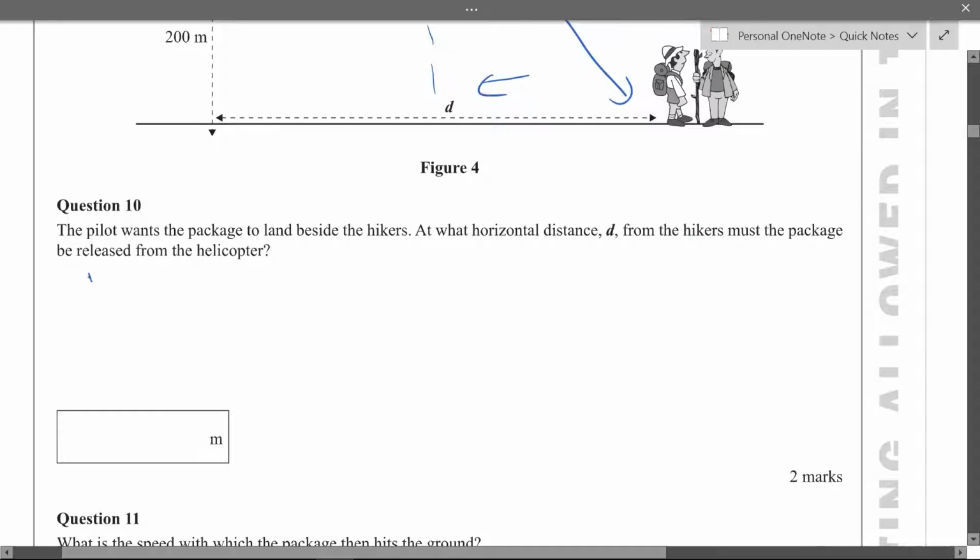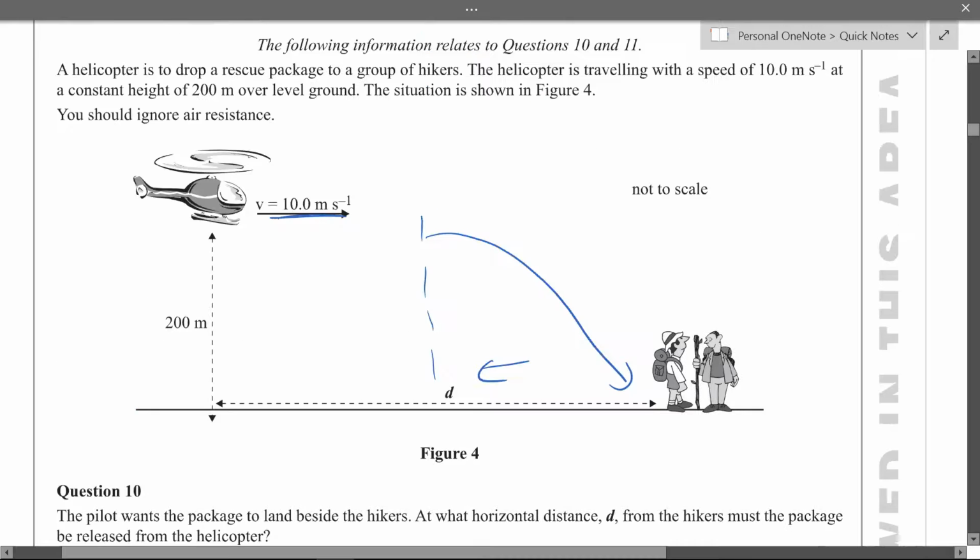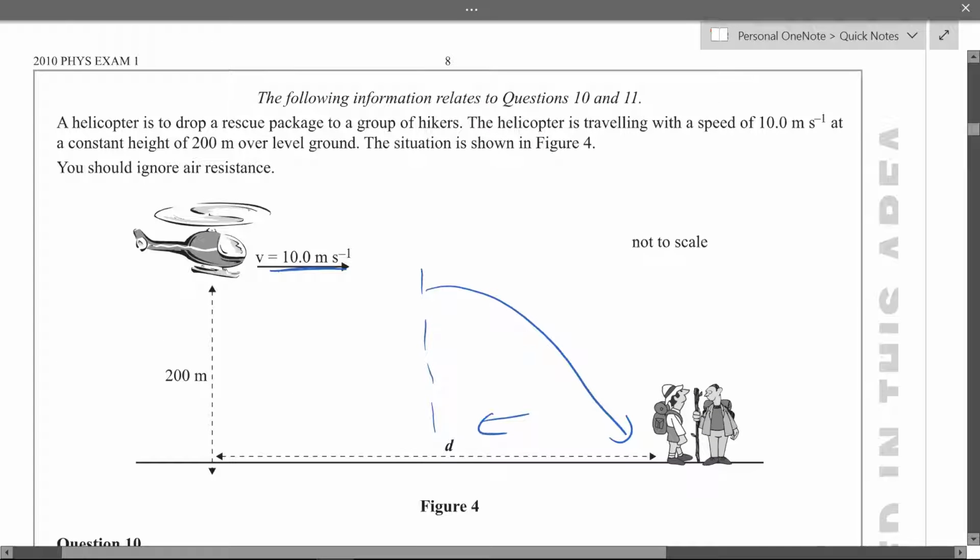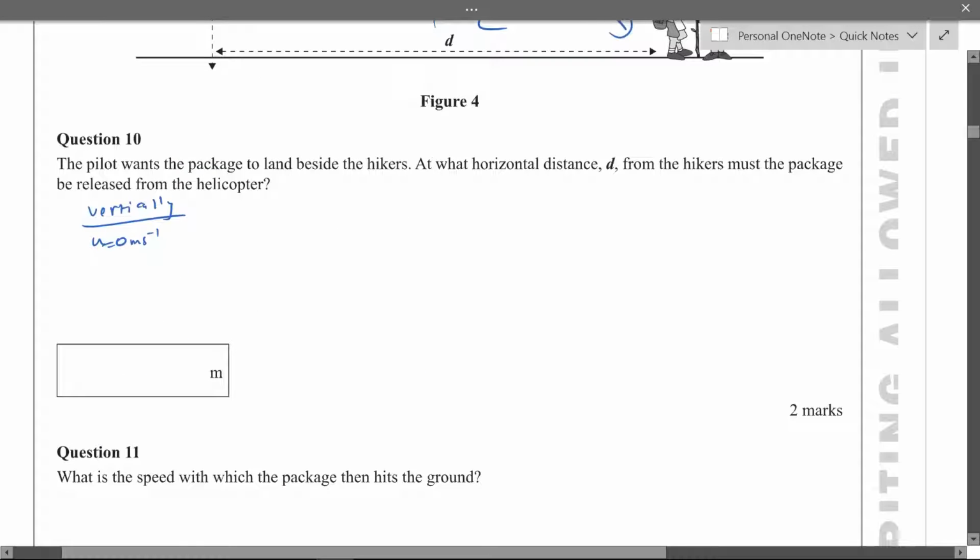So the time taken to drop, vertically, use our constant acceleration formulas. It's only moving horizontally, because the height is constant. So vertically, the initial velocity is 0. And a is 10 because it's just gravity acting on, oh sorry, I should write that. So this is vertically for the package.